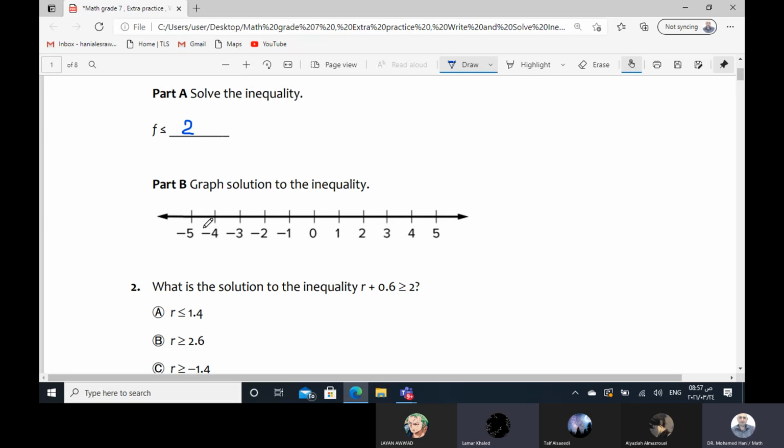Mister, we're gonna put it on the negative side and we're gonna put a shaded circle on 2. Okay, great. So the first step, we have the number line, represent 2, this is 2. Then we have here equal, means use shaded circle. Then f less than means the arrow or the direction to the negative side.